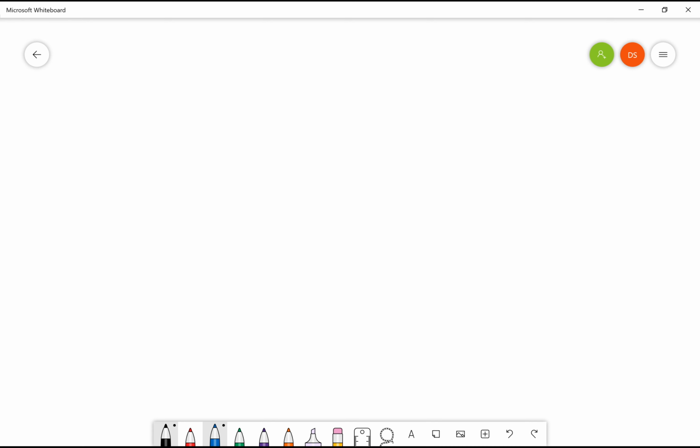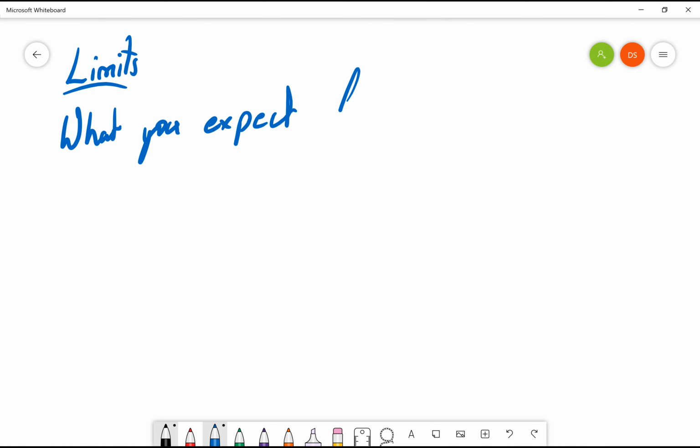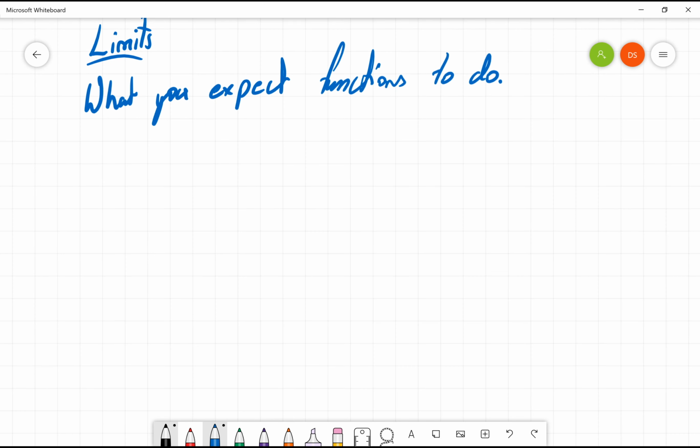Okay, let's try this. Limits. Limits are an idea of what you expect functions to do. Okay, and that's how simply I'm going to define this. What you expect functions to do.